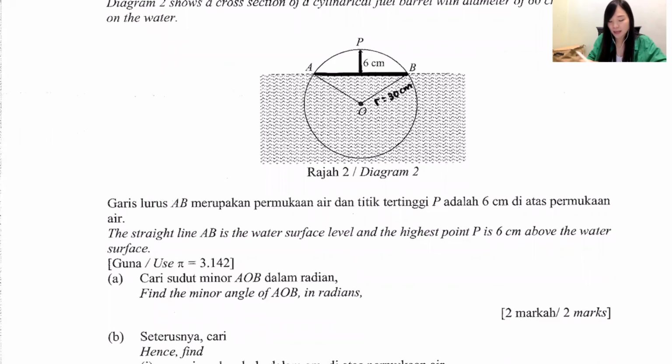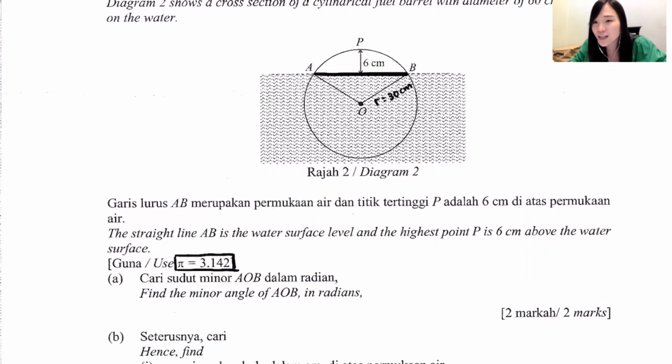So next, they say pi must use 3.42. Nowadays, almost all the papers, in their answer scheme, use 3.42 for pi. So remember to always use 3.42. Don't use the calculator pi, don't use 22/7, okay?